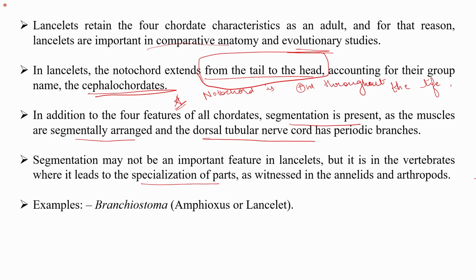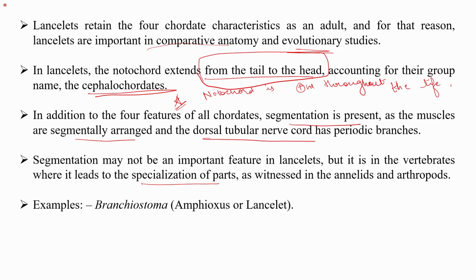Right? So in arthropods, in some the head is segmented, in most the thorax or abdomen is segmented. So the segmentation may not be an important feature in the lancelets, but in most of the vertebrates, it leads to the specialization of the body parts. So in addition to the four features of the chordates, what are these four features?